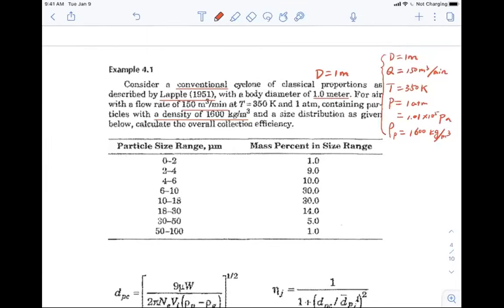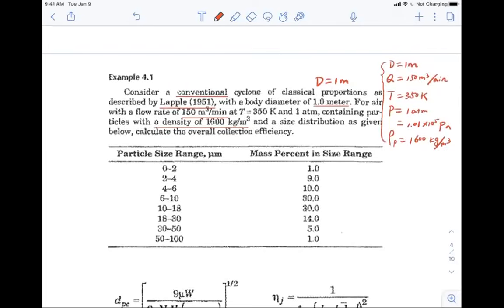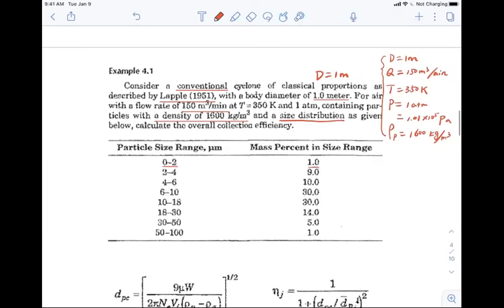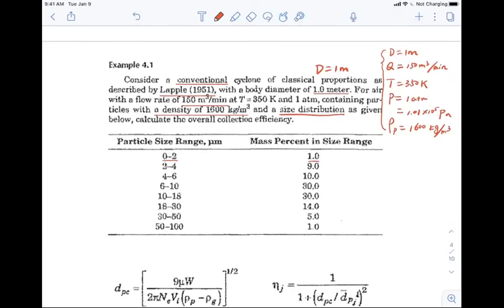And further, it tells us that we're not trying to solve the efficiency at a single size. We're trying to solve the efficiency for a size distribution. Okay, so it gives us a size distribution, which shows the particle size range and also the mass percent in this size range. For example, 0 to 2 microns, the mass percent is 1%, right? And 2 to 4 microns, that's 9% in terms of the mass, compared to the total mass, right?